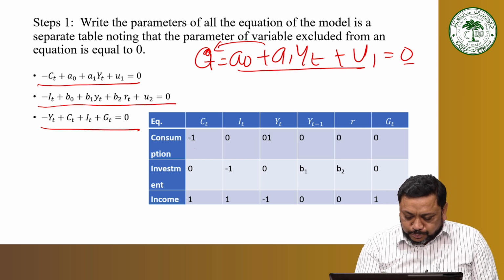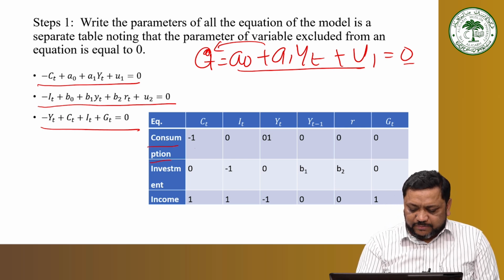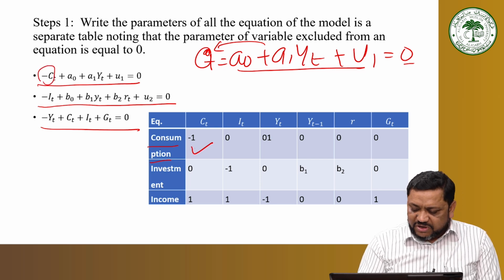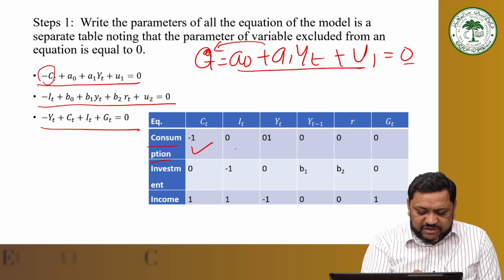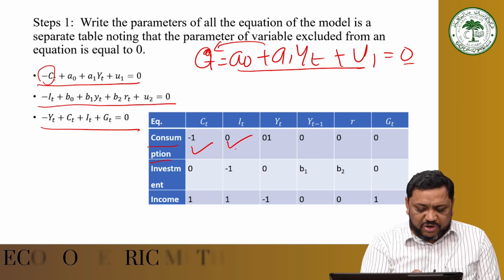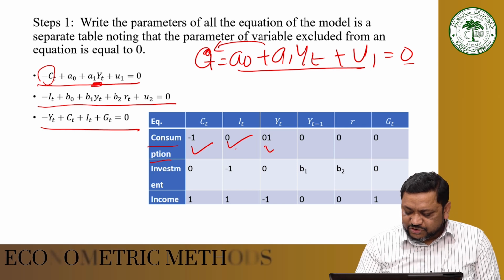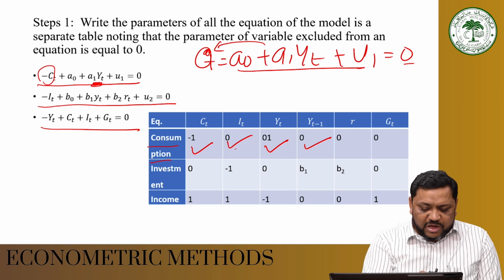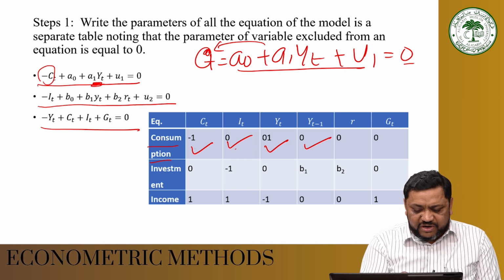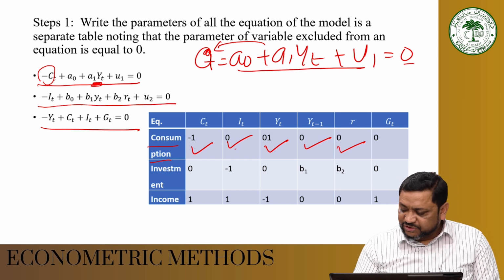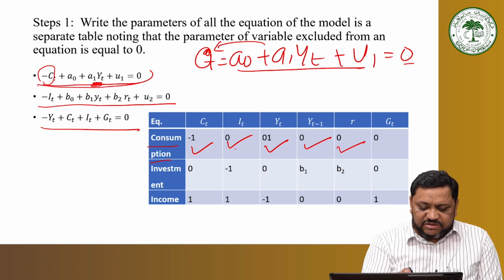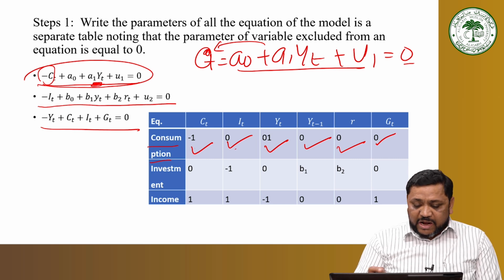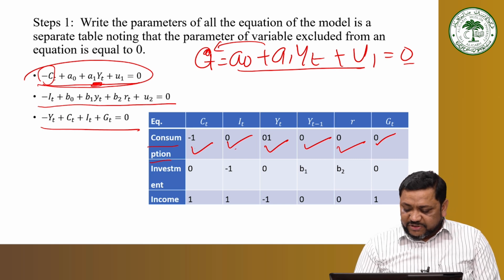Now see, for the consumption function, is there any element of C_t? Yes, it is minus 1. What is the element of I_t? There is no I_t over here, so 0. What is the element of Y_t? Yes, there is a Y_t, so 1. What is the element of Y_t minus 1? There is no Y_t minus 1, so 0. Is there R over here? No, R is not there in the consumption function. Is G_t there? No, there is no G_t, so we write 0. Now, let us move to the next one.